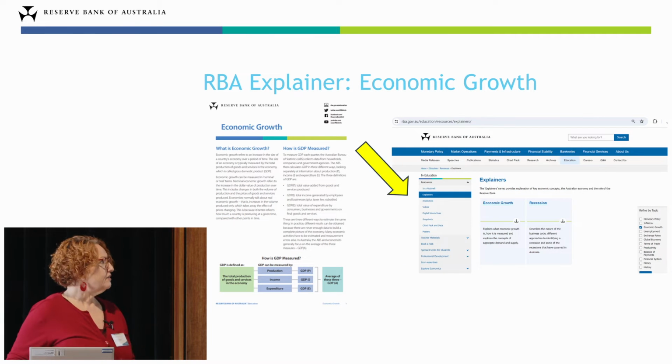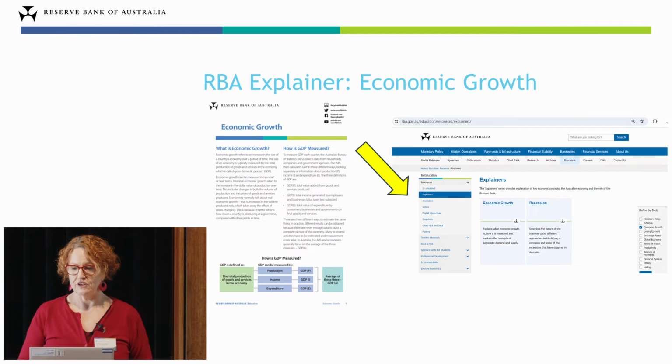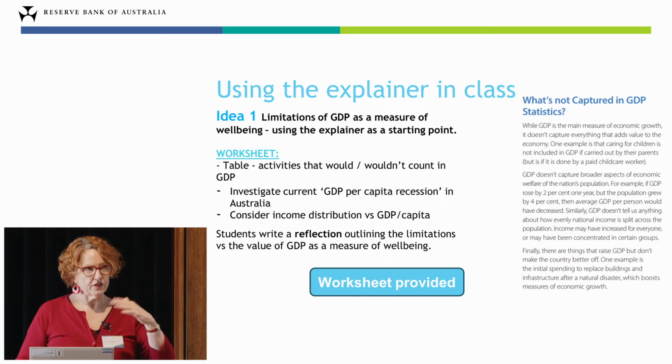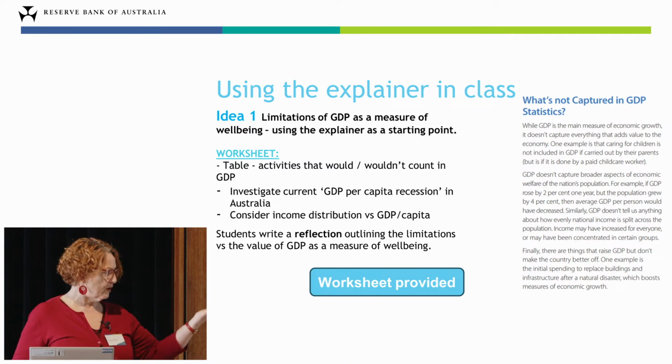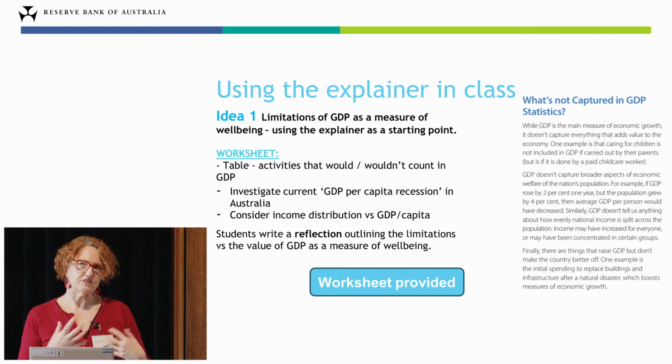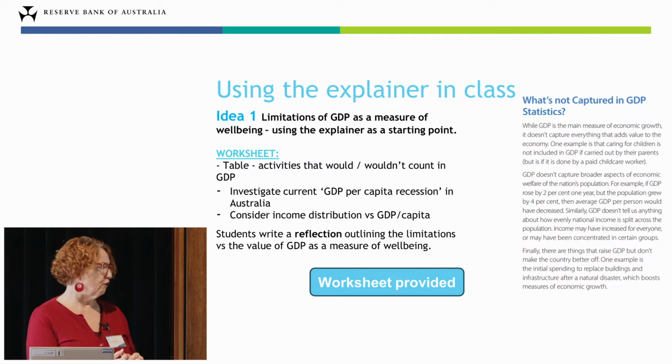Another one, the RBA explainer on economic growth has quite a bit of the unpacking of the sorts of things Kate's been talking about today, and it's a great resource for teachers. I've come up with a couple of activities for using that in class. The first one is one of the things that Kate nodded to in her presentation, which was the limitations of GDP as a measure of wellbeing.